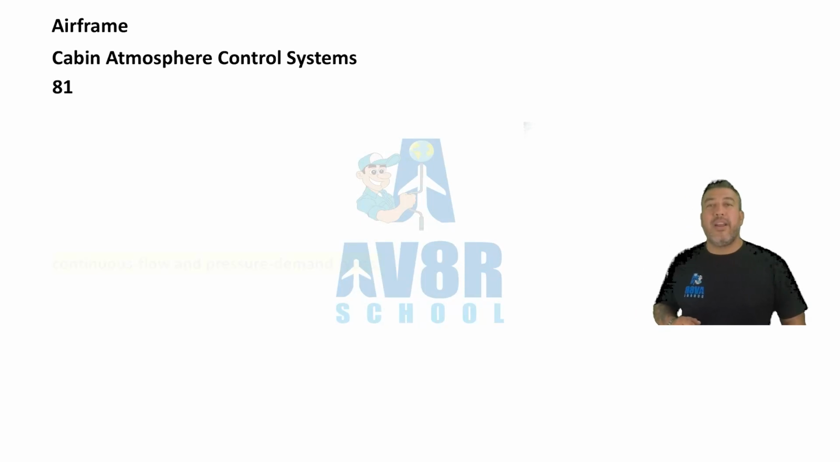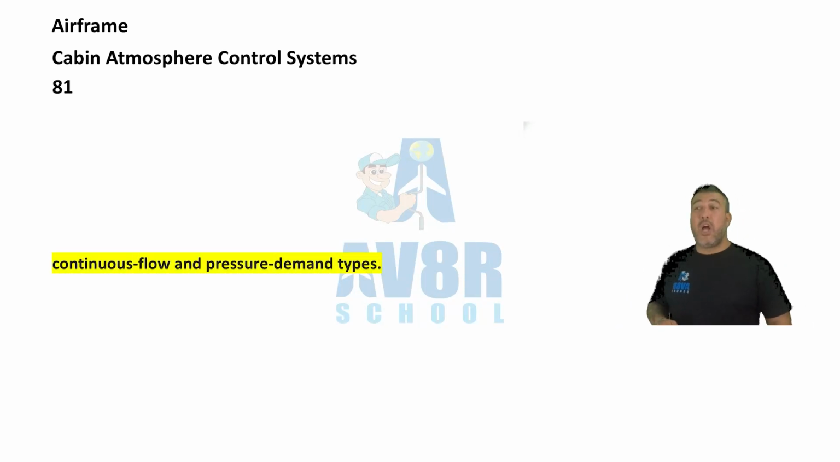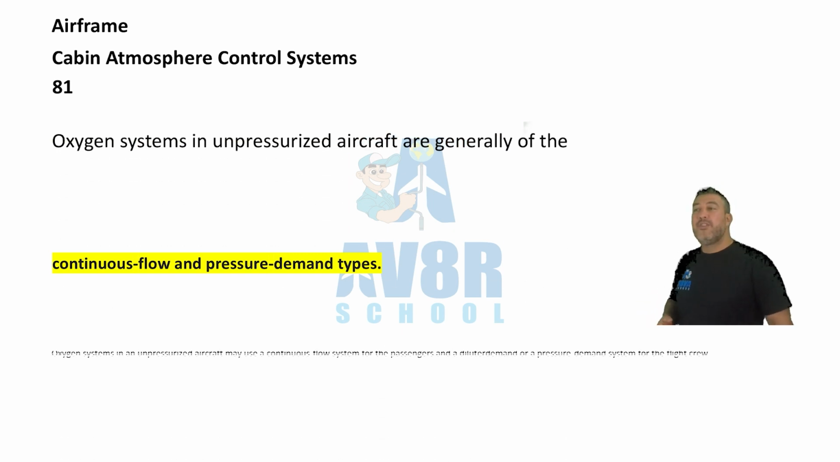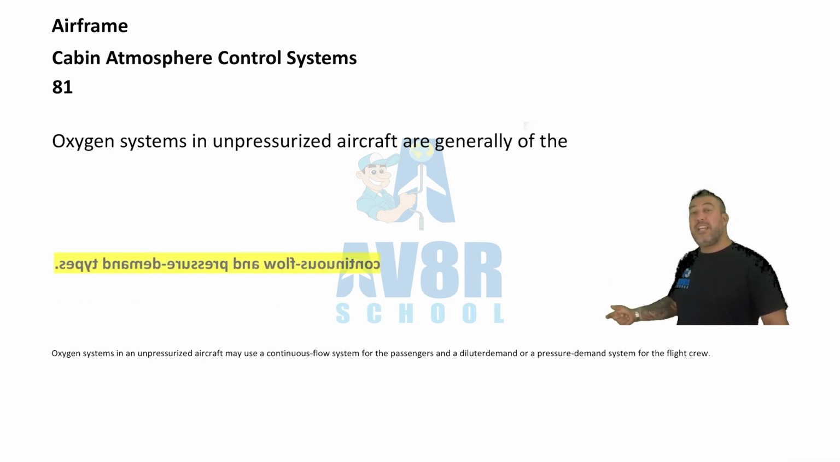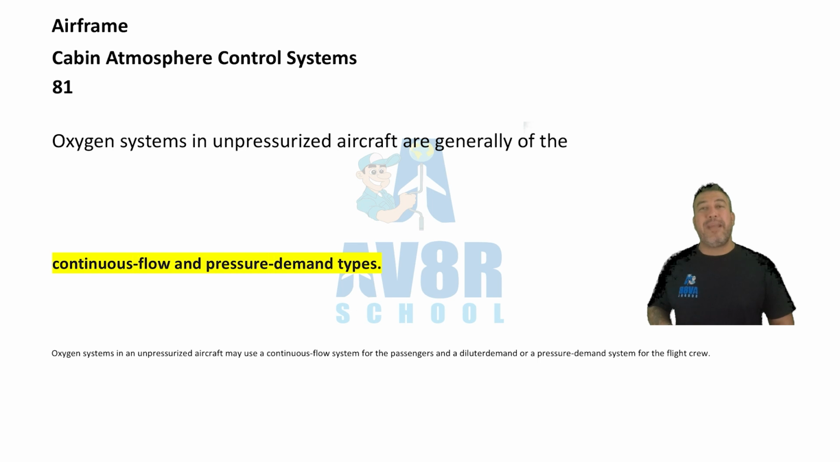Number 81, continuous flow and pressure demand types. Oxygen systems in an unpressurized aircraft are generally of the continuous flow and pressure demand types.